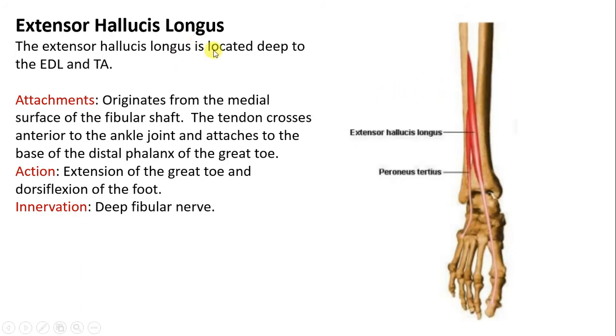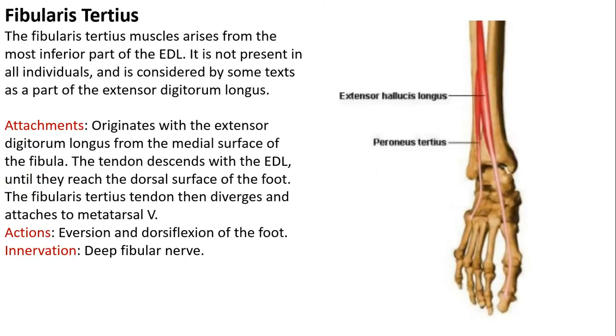Extensor hallucis longus is located deep to the extensor digitorum longus and tibialis anterior. Here we are seeing it, and it originates from the medial surface of the fibular shaft below the extensor digitorum longus. The tendon crosses anteriorly, runs and is attached to the phalanx of the big toe. So it acts only on the big toe and will extend, or dorsiflex, the big toe. You can also perform this function on your own body and see the dorsiflexion of the big toe, which is performed by the extensor hallucis longus. Again, this is supplied by the deep branch of the peroneal nerve, a branch of the common peroneal nerve.